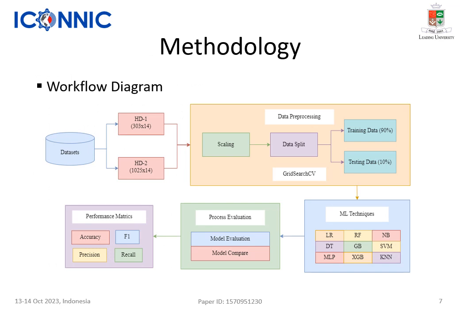This is the workflow diagram of our study. Firstly, we collected two different datasets from Kaggle, which are the heart attack dataset and the public health dataset. Both of the datasets contain 14 attributes. The heart attack dataset contained 303 instances and the public health dataset contained 1025 instances.